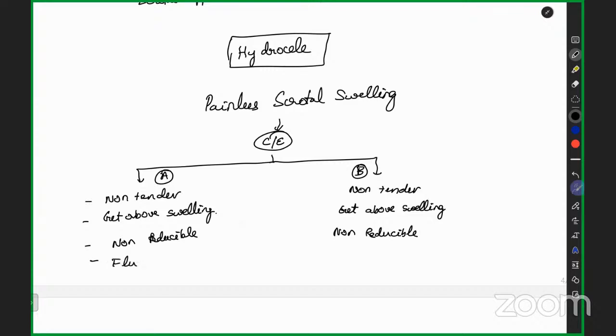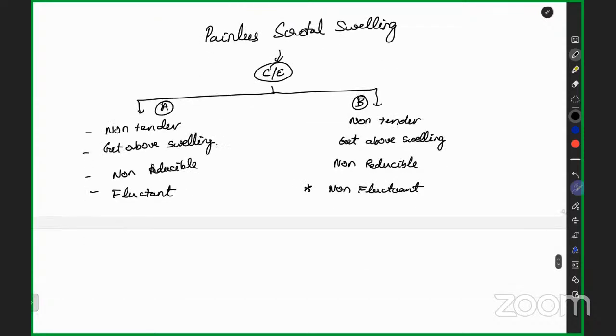So my patient A is going to have a fluctuant mass. But now comes the main player. So here I am going to have a non-fluctuant mass. Similarly, in the next one, I am going to have a trans-illumination positive. Whereas in here, the illumination test is going to be negative.